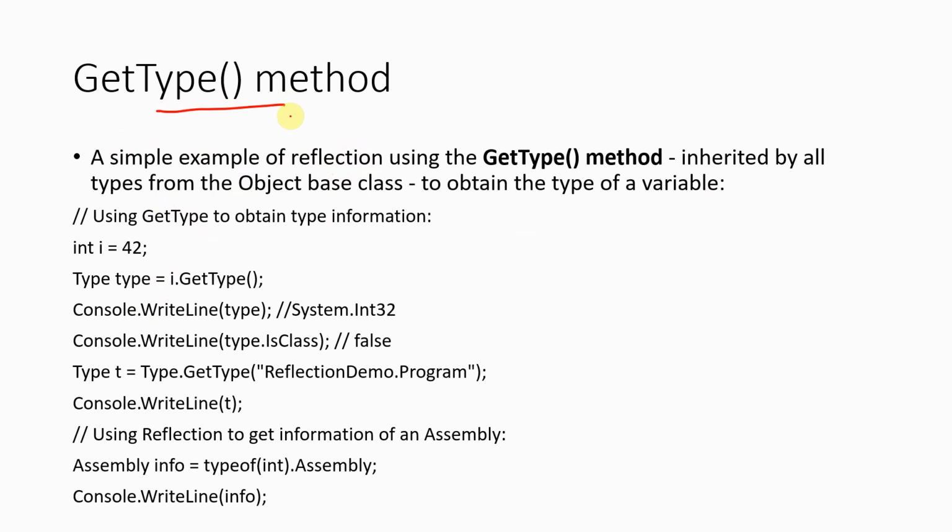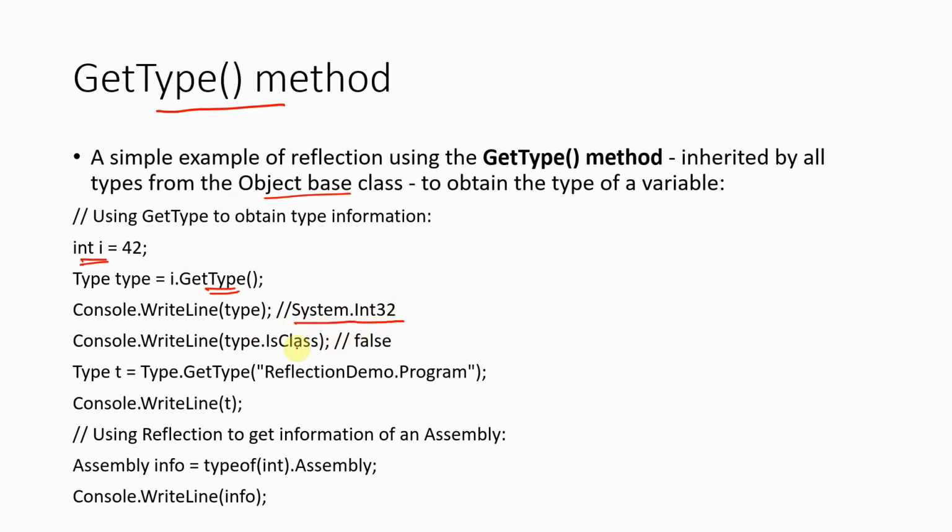Next is the GetType method. The GetType method is used by reflection in order to obtain the type of the variables used inside the program. This GetType method is inherited by all types, that is all variables inherit it from the object base class. Suppose we have an integer data type. If I use GetType, it will return the corresponding CTS type, that is the common type system used in the .NET framework.